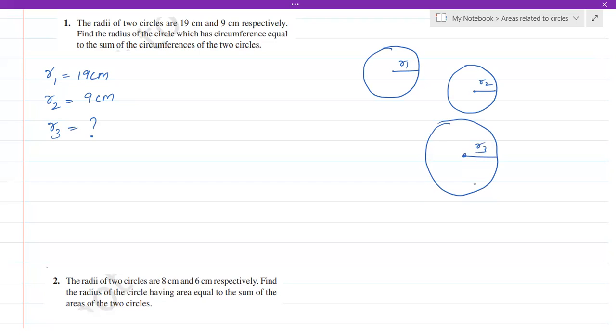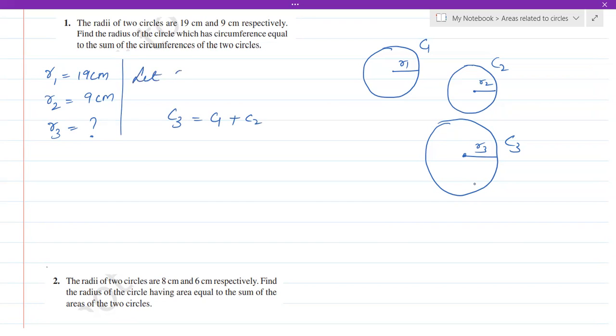Now this circle is in such a way that if you add the circumference of this circle and this circle, you will get the circumference of the third circle. Let's say C1 is the circumference of the first circle, C2 is the circumference of the second circle, and C3 is the circumference of the third circle. So according to the question, C3 is equal to C1 plus C2. That is what is given in the question.